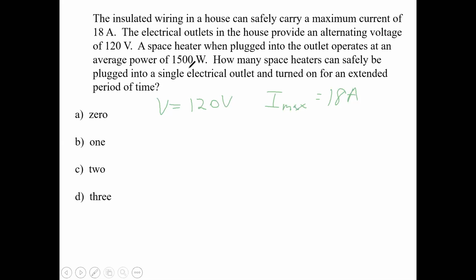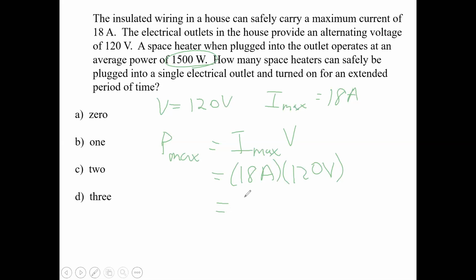And it says that each space heater draws a total power of 1,500 watts. Well, given the numbers that we have here, what is the maximum power that we can have? Well, the maximum power we can have is a function of exactly how much current we can have safely times the voltage that's driving that current. And when I do this out, this looks like 2,160 watts.